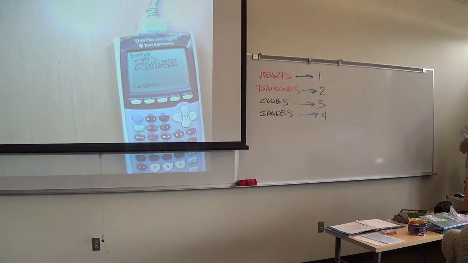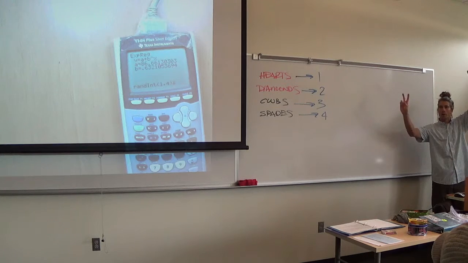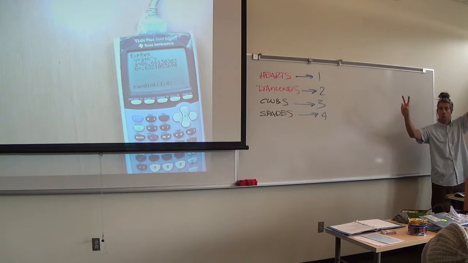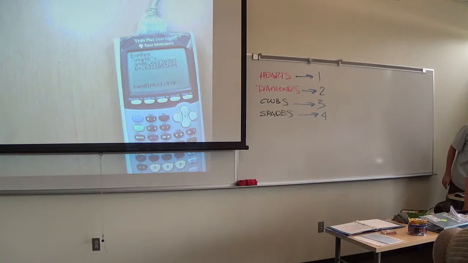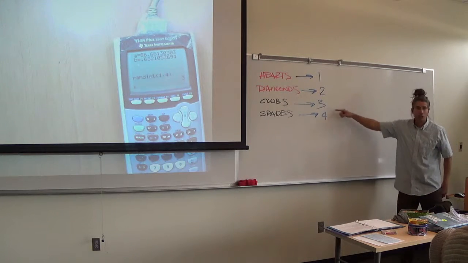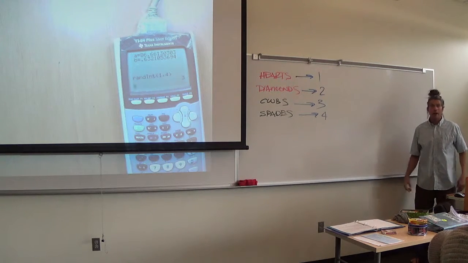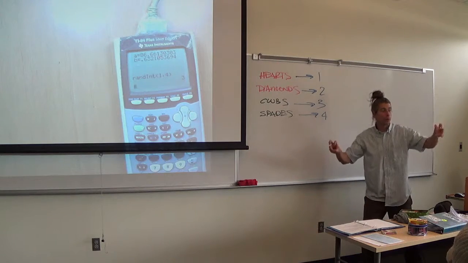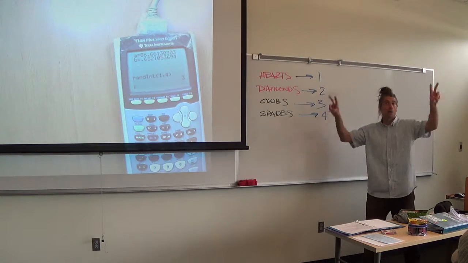Type 1, comma 4. Comma's right above 7. Then right parenthesis. Now every time you press enter, you will get quote-unquote dealt a quote-unquote card. So I press enter. I got a 3. That means I just pulled clubs. Now I quote-unquote put the quote-unquote card back in the quote-unquote deck.